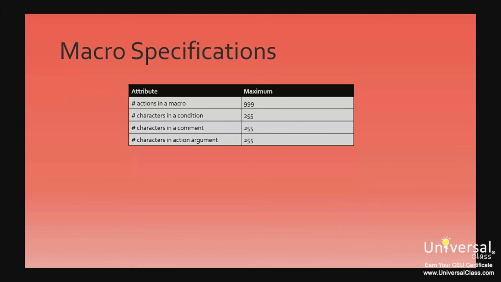This table shows the specifications for macros that you create, which are like little bits of code. It shows the number of actions in a macro, characters in a condition, comment, or an action argument.